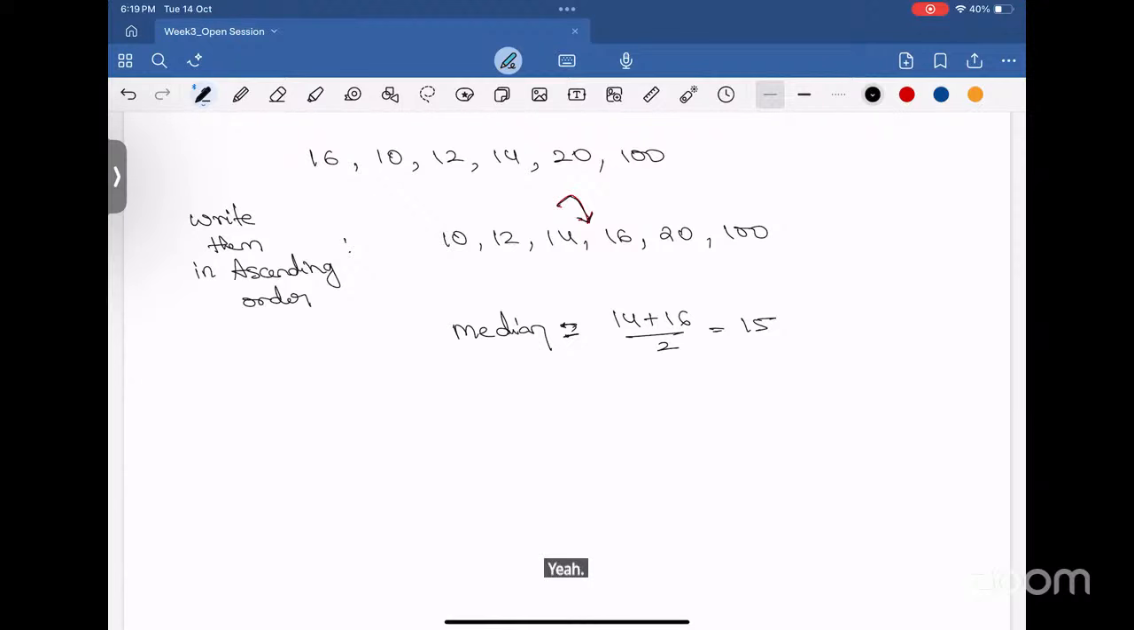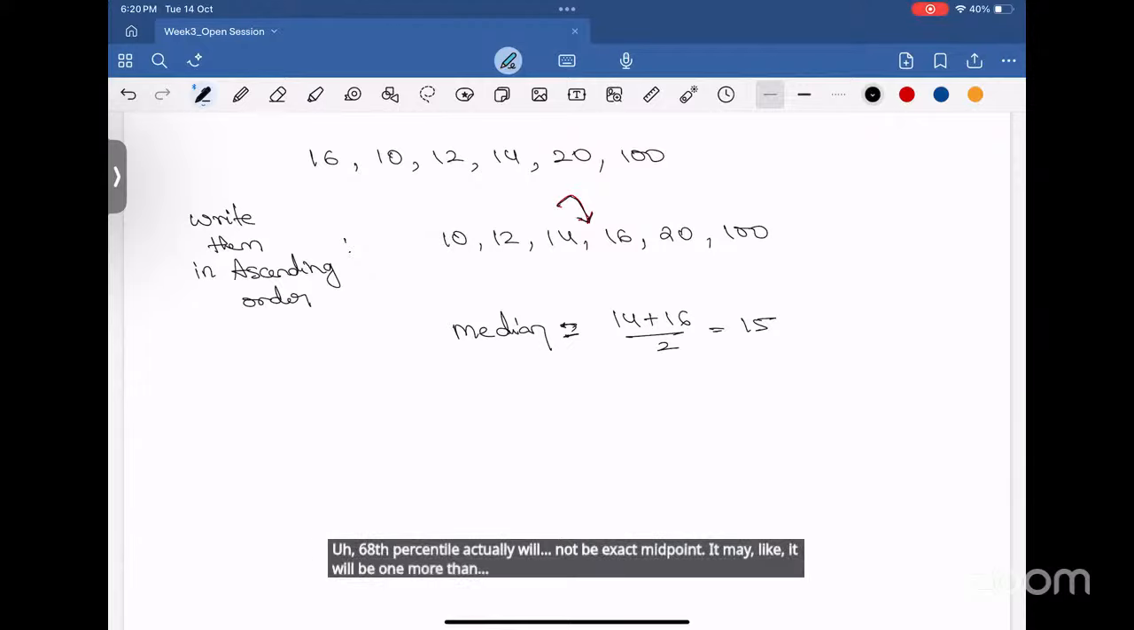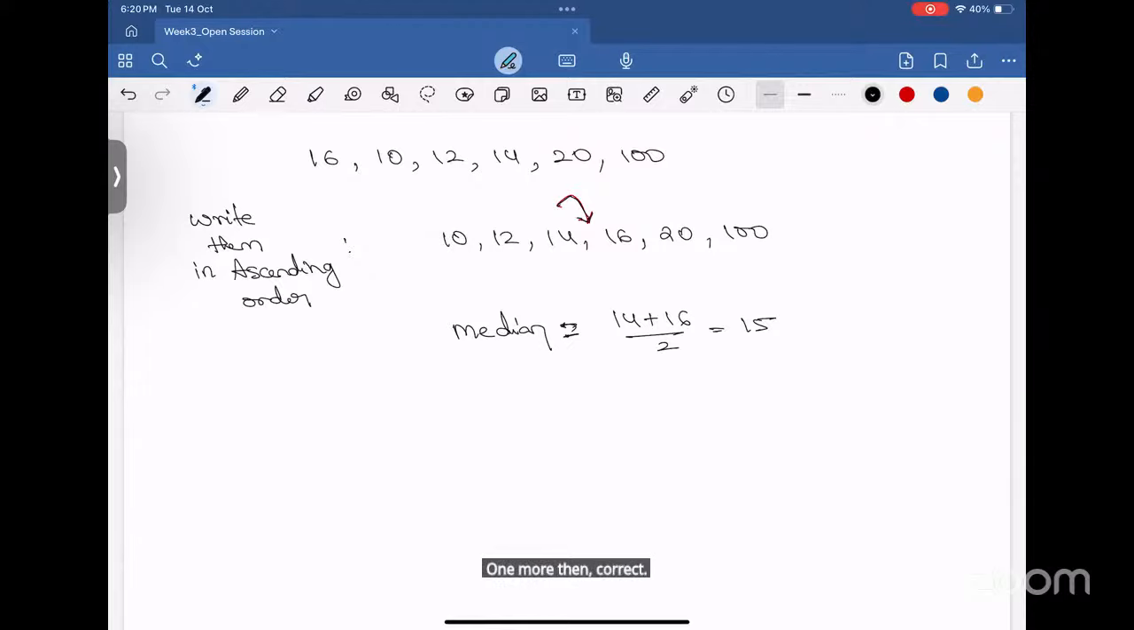Secondly, the 50th percentile will not be the exact midpoint. It will be one more than that. Accordingly, we have to take the quartile and compute. Okay, sir. Thank you so much.